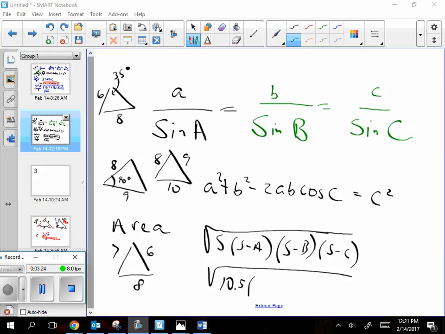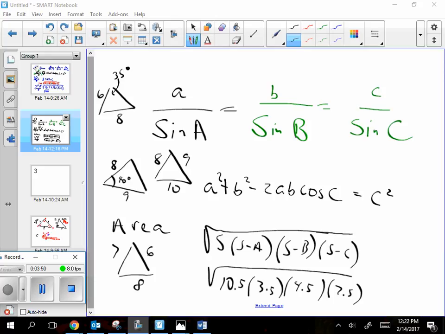And then I'd have the semi-perimeter minus 7. So 10.5 minus 7, which would make what? 3.5. And then 10.5 minus the 6, and that would make 4.5. And then 10.5 minus the 8, which would be 2.5. All right. I just wanted to give you an example of a Heron's and the actual formula. And then there's one more.